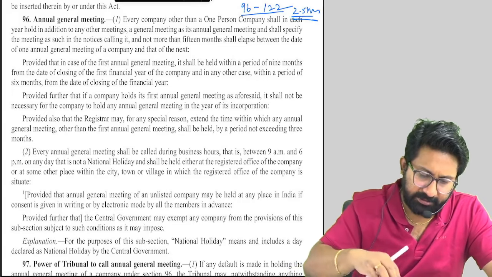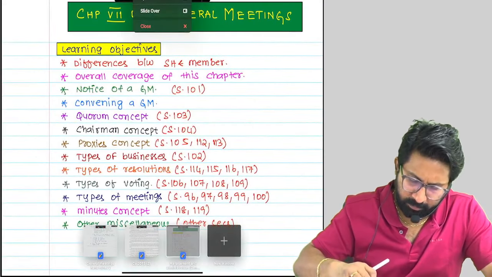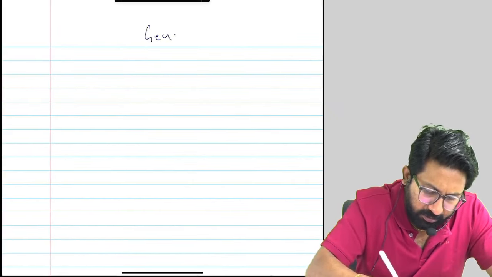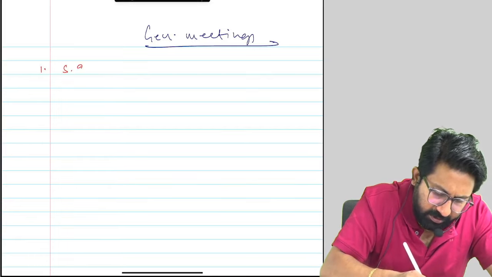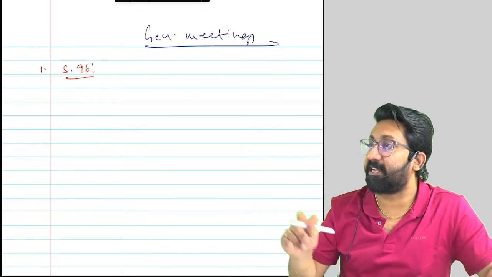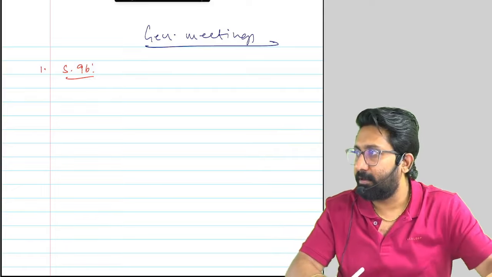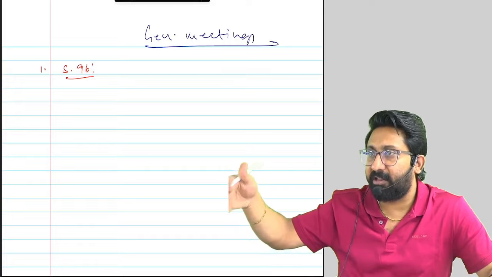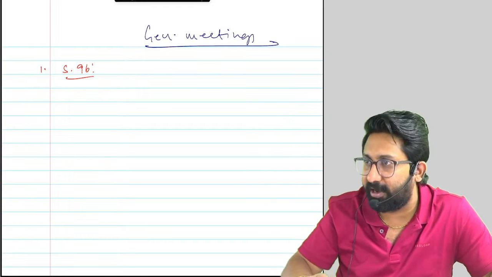Okay, general meetings. One by one, let us have clarity. I will also write along with you. General meetings. What is the section we are going to cover? 96. In regular classroom classes, I follow a different sequence for general meetings. I will first start with 101. If you remember, notice. After that 102, 103, 104. After that 105. 106, 114, 112, 113, like that, a different sequence we follow in the regular class.